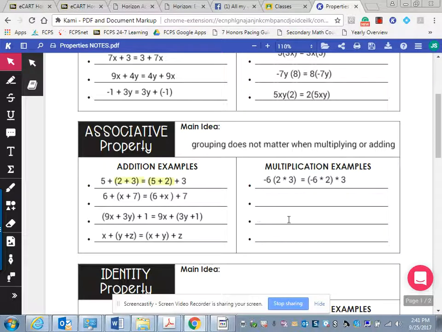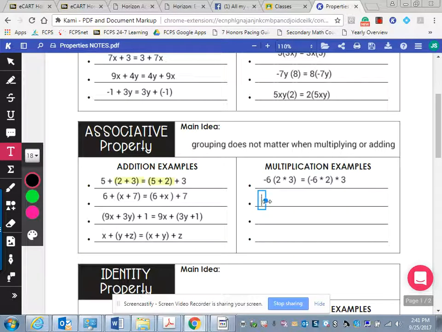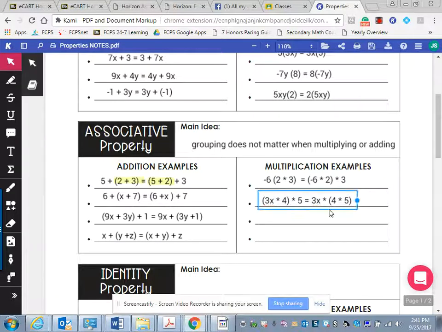Okay, so one thing I want you to do is I'm going to do one more example, and then I want you to create 2 examples on your own. Come up with your own using the associative property. Okay, so the next and final example that I'm going to do is, let's say we have 3x times 4 times 5 is the same thing as 3x times parentheses 4 times 5. So go ahead and create your own example for the last 2, and we're going to discuss it in class more in depth.